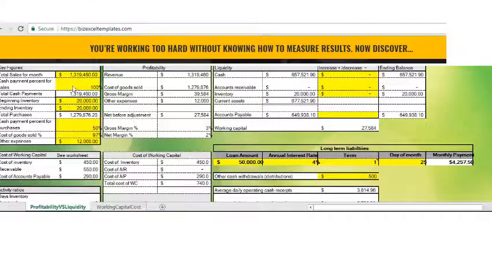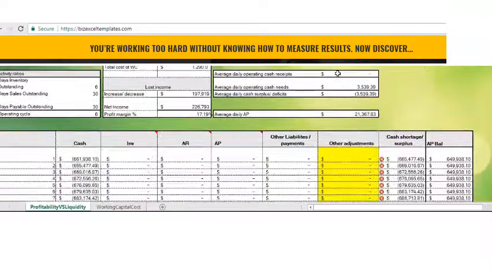Next, we'll see what happens when we turn this to 0%. No cash payments, all accounts receivable. Well, we're already beginning with a negative cash. We see that here, $661,000 in the hole. So that means we have to take a loan of some sort.